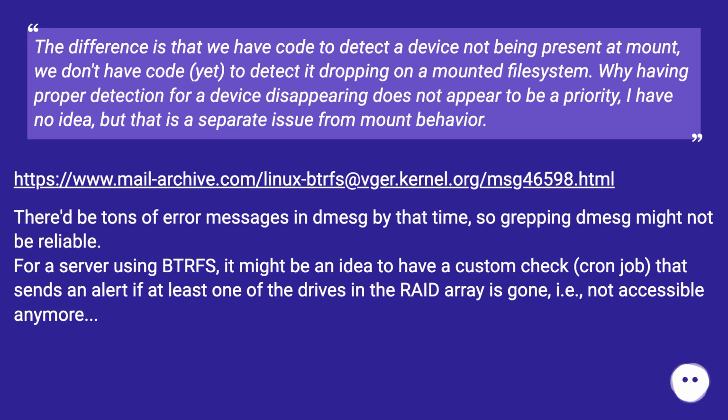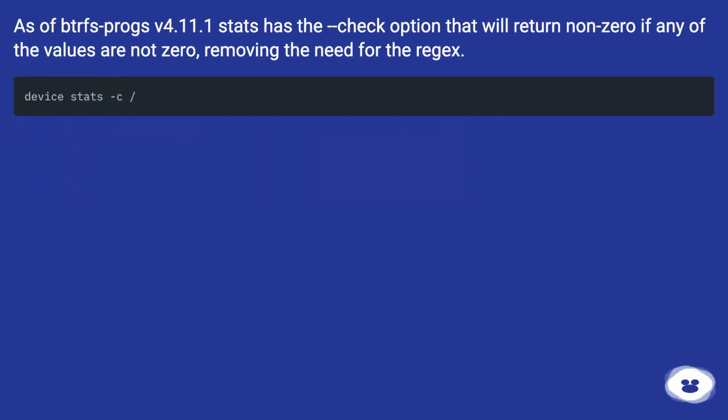There'd be tons of error messages in dmesg by that time, so grepping dmesg might not be reliable. For a server using Btrfs, it might be an idea to have a custom cron job that sends an alert if at least one of the drives in the RAID array is gone, i.e., not accessible anymore. As of btrfs-progs version 4.11.1, stats has the --check option that will return non-zero if any of the values are not zero, removing the need for the regex.